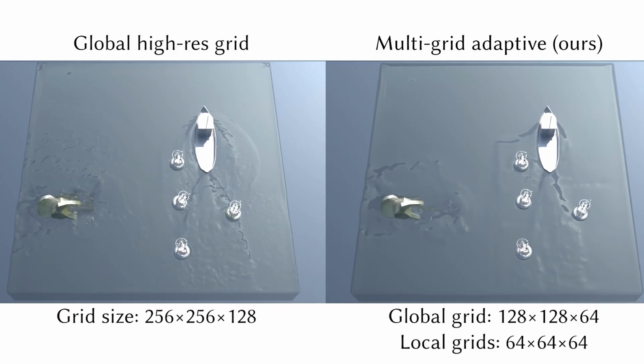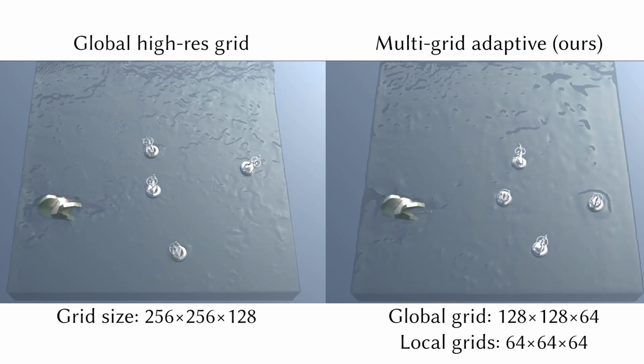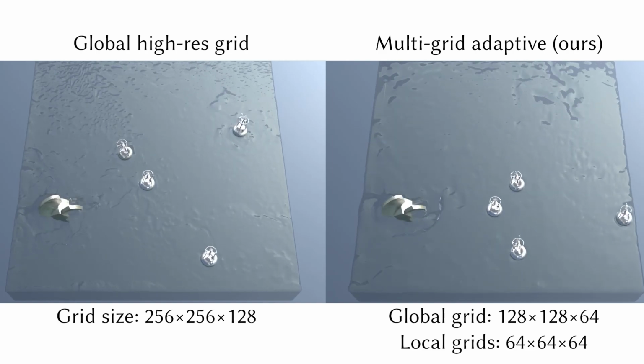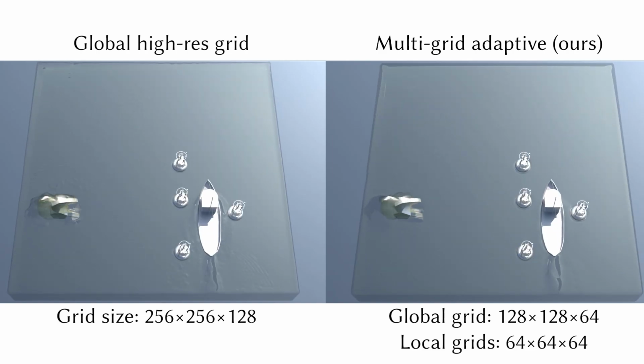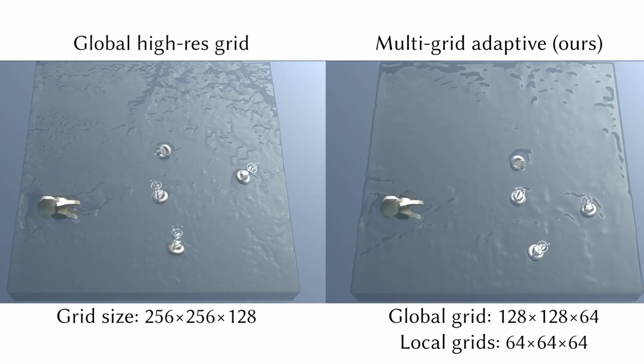Here we directly compare the behavior produced by our adaptive solver to a global solver using a high-resolution grid. Our method produces plausible global behavior for fluid-rigid motions, yet maintains high-frequency details in the vicinity of dynamic objects.